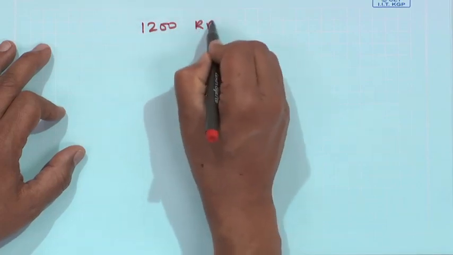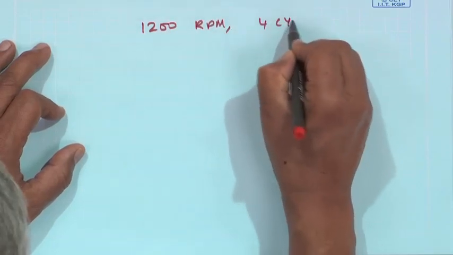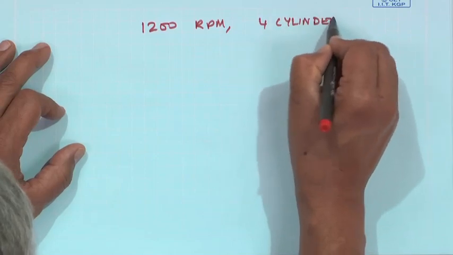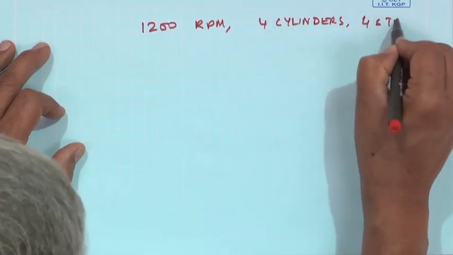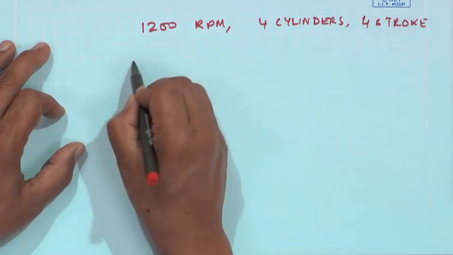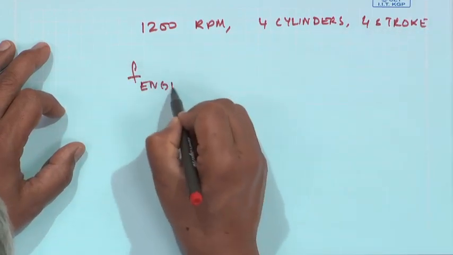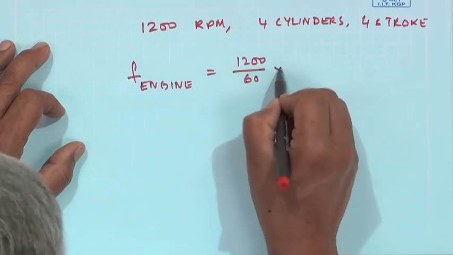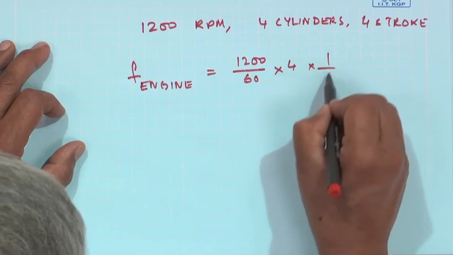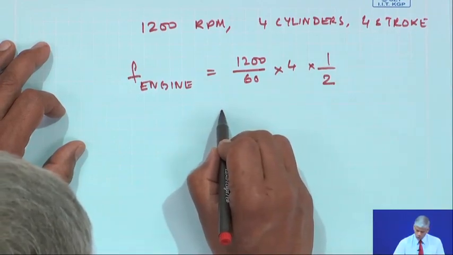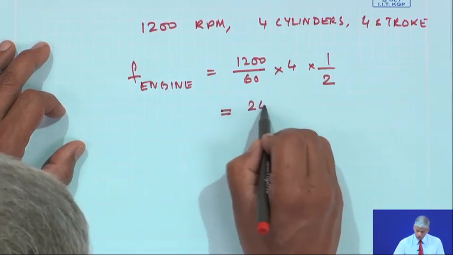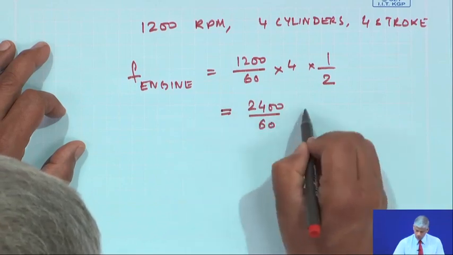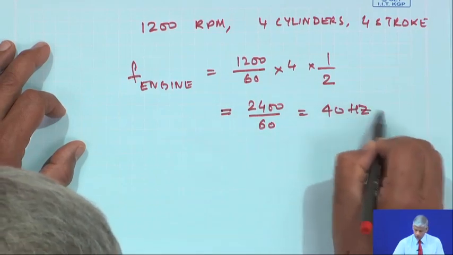If an engine is running at 1200 RPM, with 4 cylinders, and it is 4-stroke, the engine firing frequency is nothing but 1200 by 60 times 4 times 1 by 2. So, 2400 by 60, that is 40 hertz.